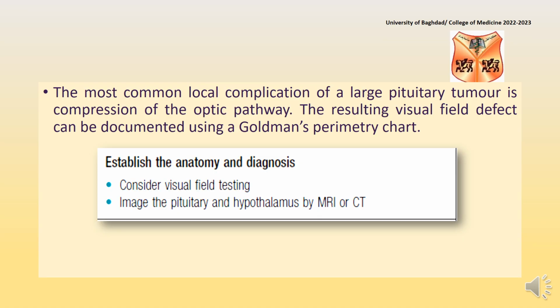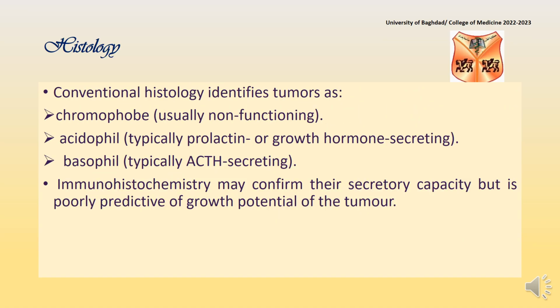To establish the anatomy and the diagnosis, as we mentioned, imaging of the pituitary and hypothalamus by MRI or CT scan, and to assess the visual field defect, especially in the presence of macroadenoma, or the presence of visual symptoms, or if there is suprasellar extension of the pituitary tumor. So you consider visual field testing by ophthalmology or CT.